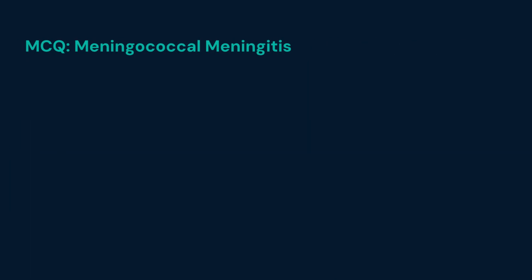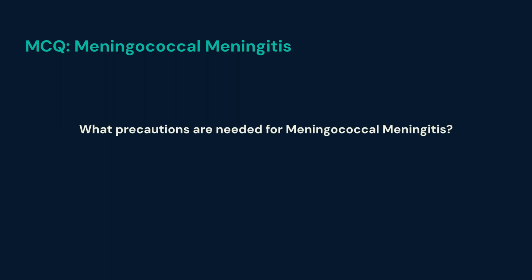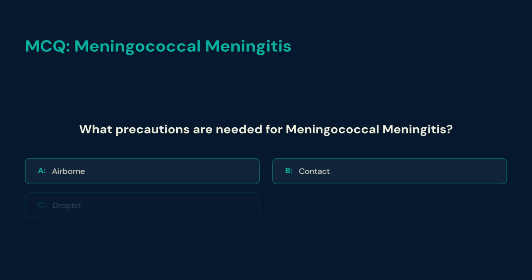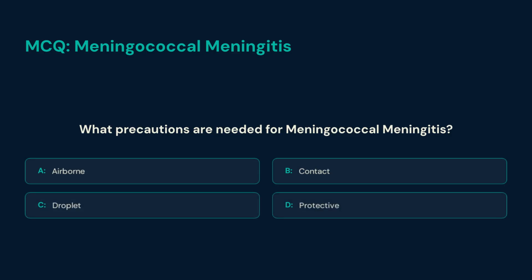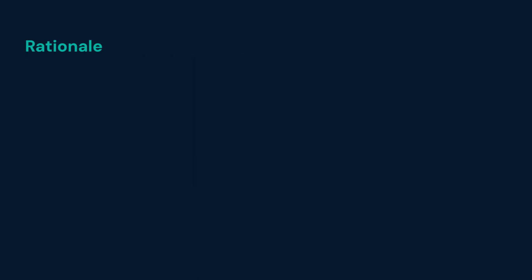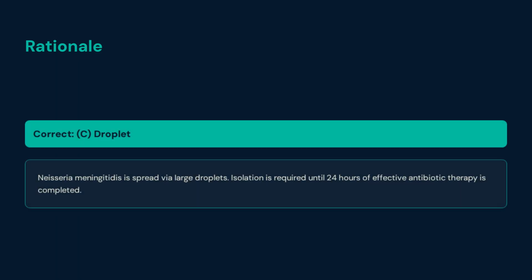Next, let's look at meningococcal meningitis. What precautions are needed for meningococcal meningitis? A. Airborne, B. Contact, C. Droplet, or D. Protective? The correct answer is C. Droplet. Neisseria meningitidis is spread via large droplets. Isolation is required until 24 hours of effective antibiotic therapy is completed.